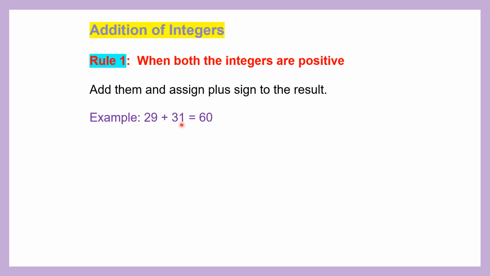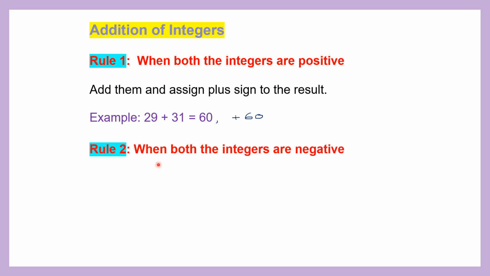Now we have two integers, 29 and 31. Both are positive. What should we do? Add. So we added and we've got 60 and we assign a plus sign to the result. You can write it simply as 60 or you can give it a plus sign and say plus 60. So what is the first rule? When both the integers are positive, so we have two positive integers, if you have to add, you simply add it and give it a plus sign. Now, even if you don't have a plus sign, it's understood it is positive.